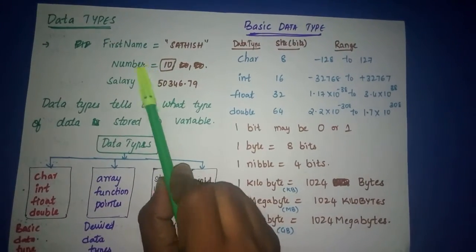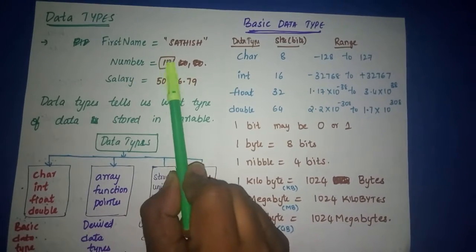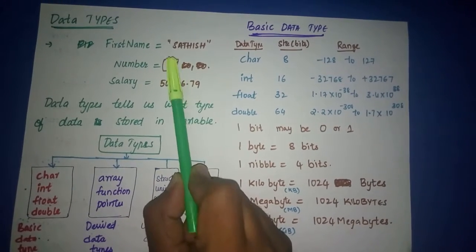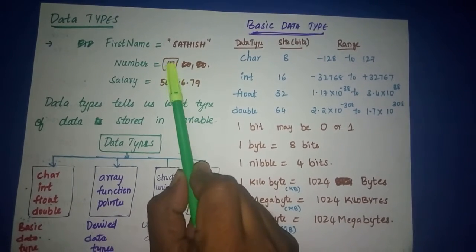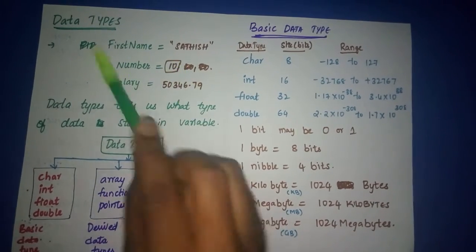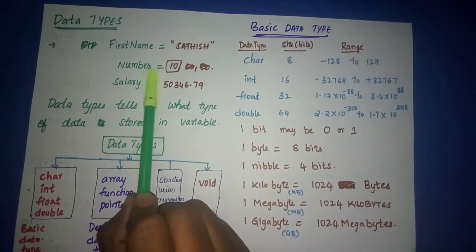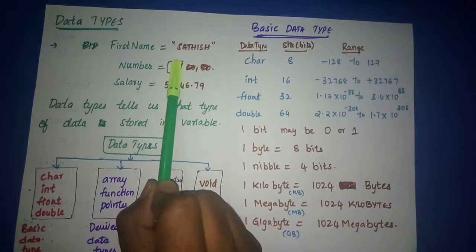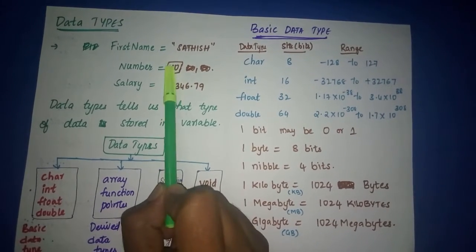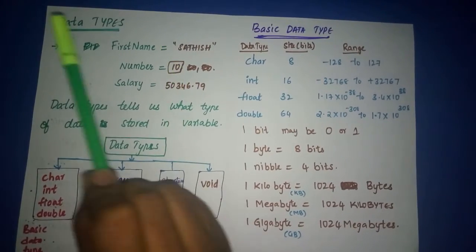And next, you want to store a number called 10. So what is this 10? 10 is an integer value. Who is going to tell that it is an integer value? Your data type will tell you. So if a number is a variable and you want to store something in it, that something should have a type. That type is a data type.